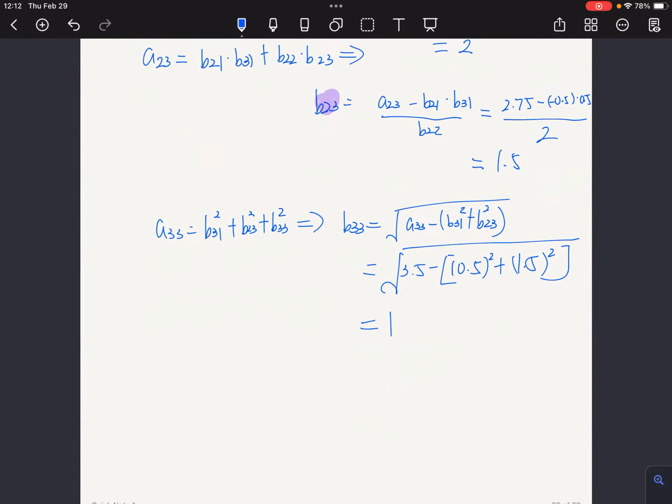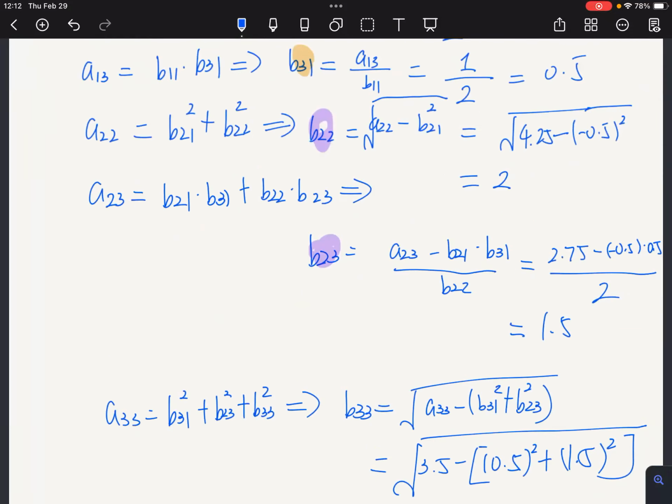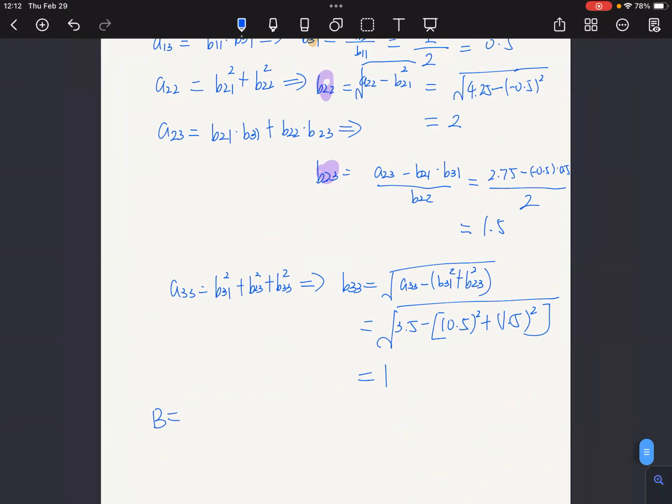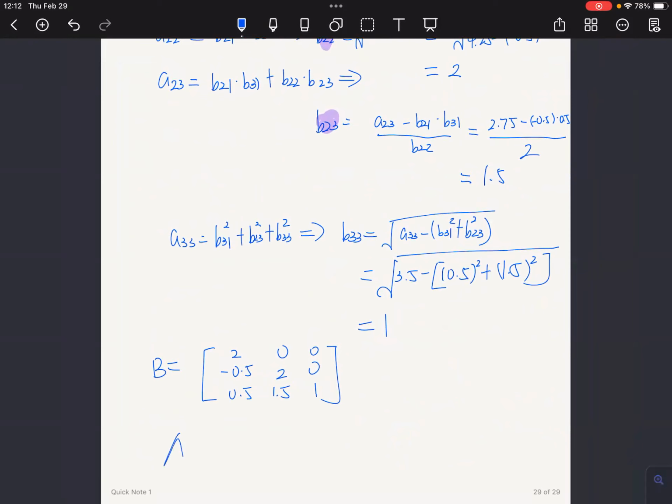So the B matrix looks like this. The B equals to, for the first column, we have 2, negative 0.5, and then 0.5. And then second column, we have 2, 1.5, and then last column, we have 1. And the Cholesky factorization is just the A equals to B times B transpose. And that's how we calculate the Cholesky factorization if you are given a positive definite matrix.